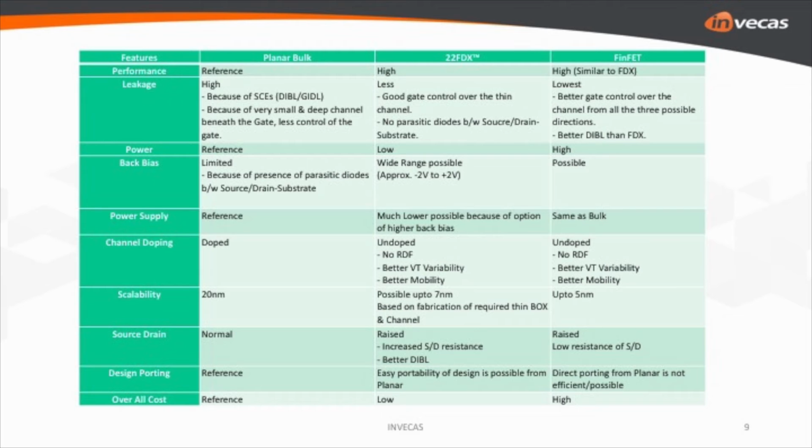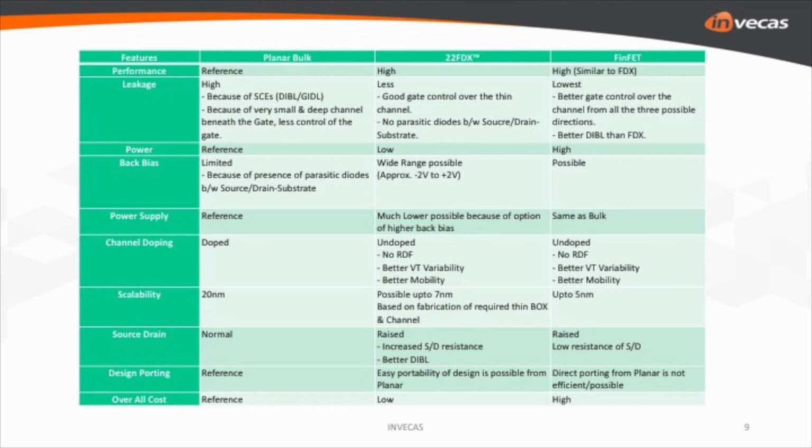The leakage in planar bulk, if that has to be the reference, is pretty high, mainly because of the very small and deep channel beneath the gates, which gives less control of the gate itself, whereas in 22FDX we have good gate control over the thin channel, and also the leakage is less, as there are no parasitic diodes between the source and drain and the substrate, mainly due to the device construction itself.